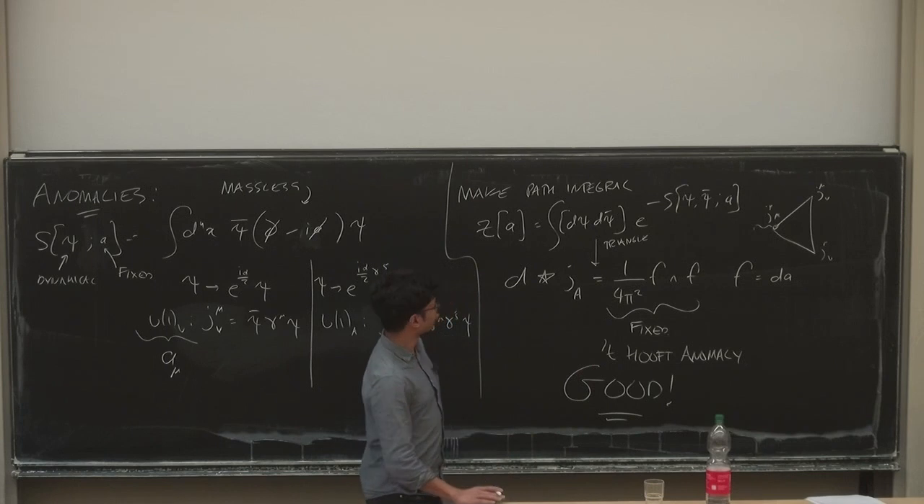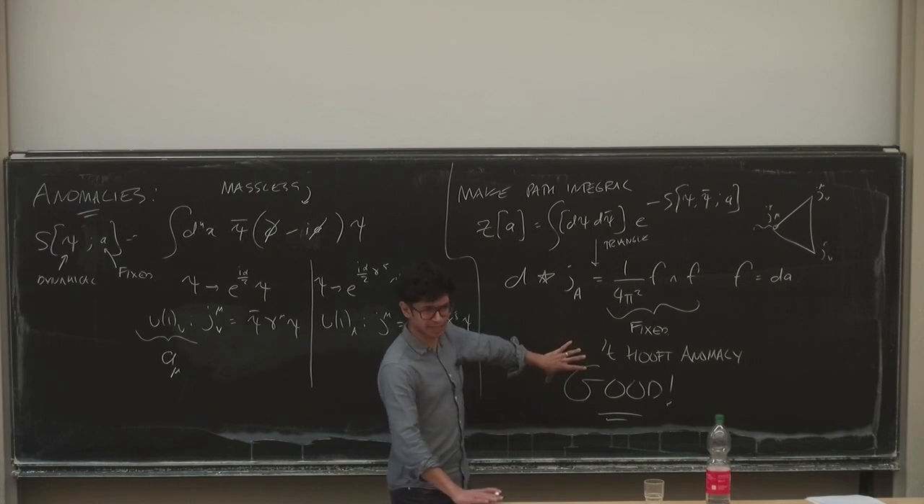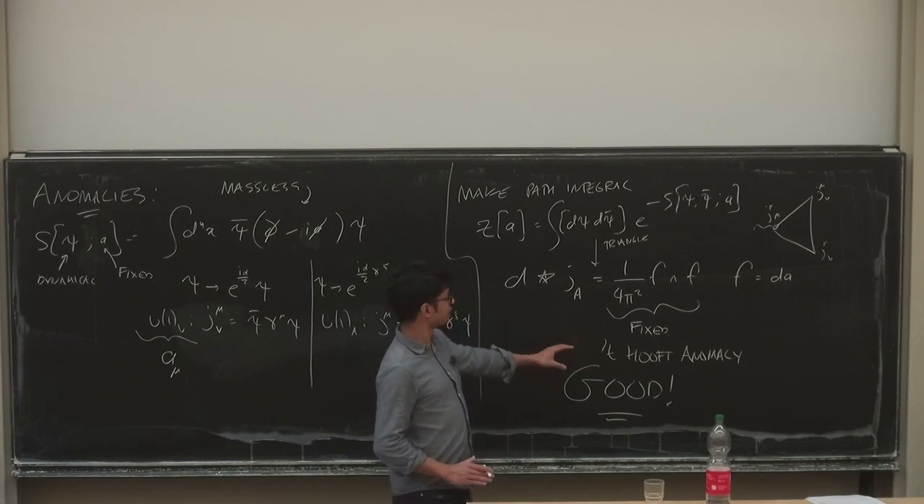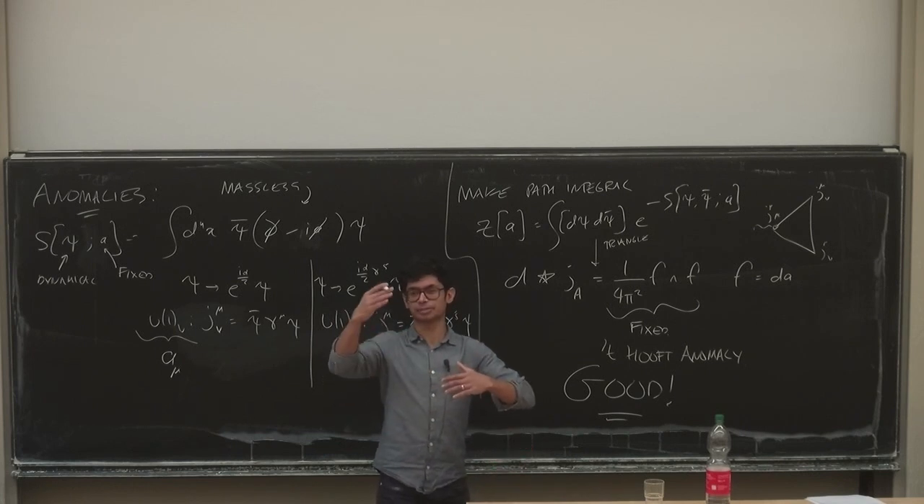So for example, to give you an example of the sort of thing that you can do, a theory with a 't Hooft anomaly can never be in a phase where the theory is completely gapped with a unique ground state. And the reason is that, imagine that it was completely gapped. There's a mass gap. Nothing is happening below some scale.